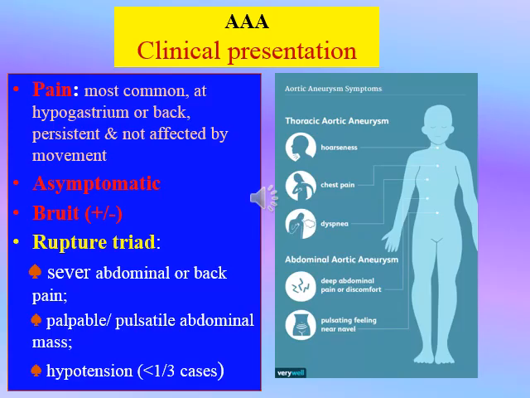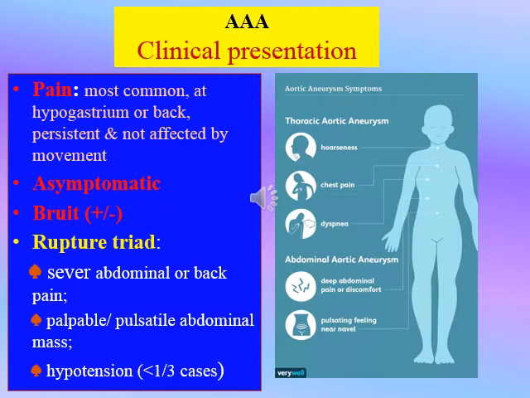The clinical presentation of both thoracic and abdominal aortic aneurysms are compared in this slide. For an abdominal aortic aneurysm, the commonest presentation is pain. However, its pain is quite misleading. It is dull hypogastric pain, sometimes back pain, persistent, not affected by motion. It's quite subtle pain, so it's not of high intensity, particularly if it's a slowly growing aneurysm. Many patients pass asymptomatic and are discovered incidentally or after rupture, or unfortunately post-mortem.